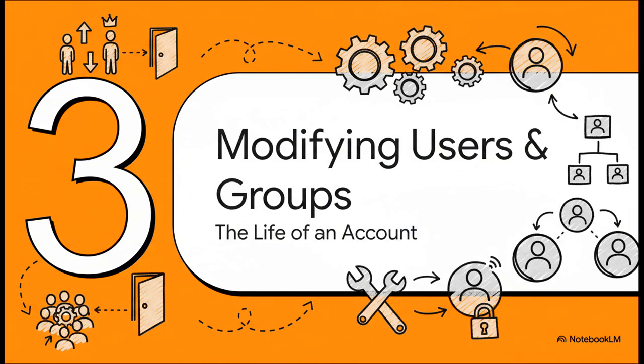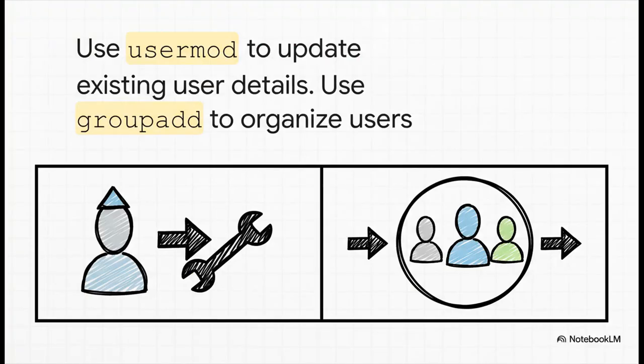Now, a user's role on a system, it's not set in stone, right? It changes over time. In our building analogy, maybe a tenant moves to a bigger office, or they join a new team that needs access to a special workshop. Your management has to be just as flexible as their needs. And for that, we have two more absolutely essential tools in our manager's toolkit. We're going to use usermod to change the details of a user who's already there, and we'll use groupadd to organize our users into logical teams or clubs. This makes managing permissions way, way easier.